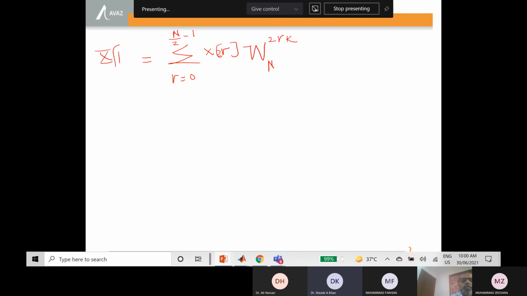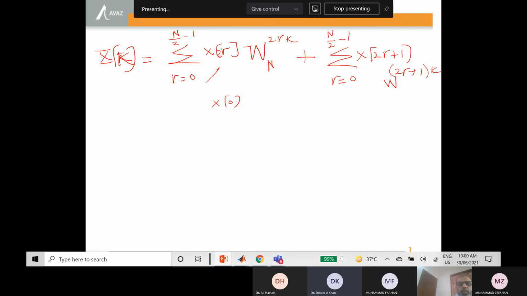Let me explain this also. Plus, r goes from 0 to n over 2 minus 1, x of 2r plus 1, w of 2r plus 1 into k. For example, you put r is equal to 0, so you get x of 0. You put r is equal to 1, you get x of 2. You put r is equal to 2, you get x of 4. So it is just a smarter way of writing even and odd indices.